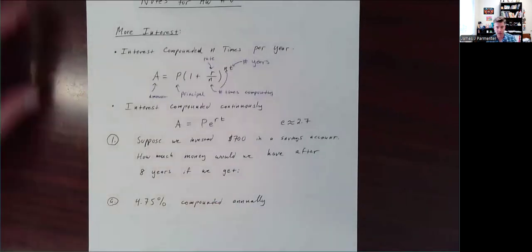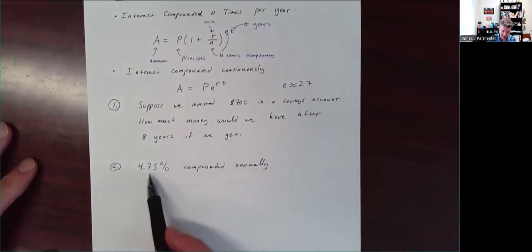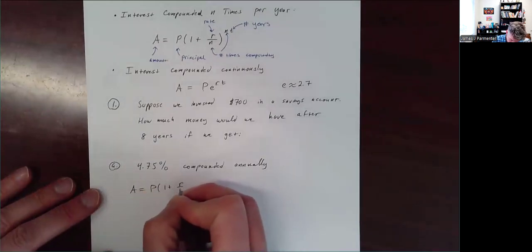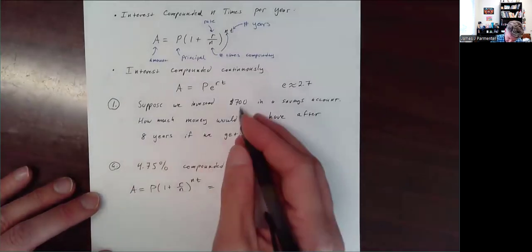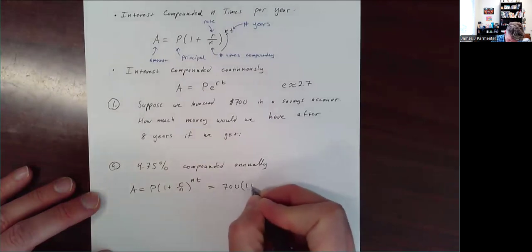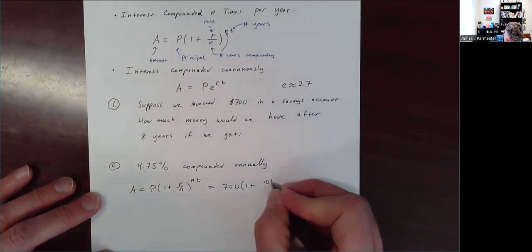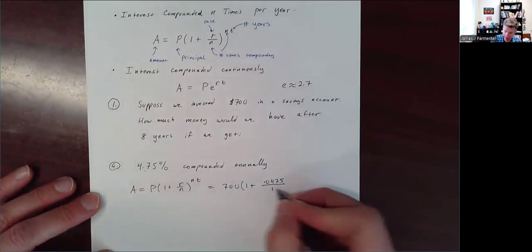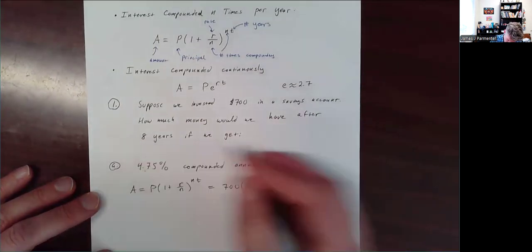Suppose we have invested $700 in a savings account. How much money would we have after 8 years if we get 4.75% compounded annually? All right, so let's just plug in all the numbers. We have our formula, A equal to P times 1 plus r over n to the nt. Our principal is $700. Our interest rate is 4.75%, but as a decimal, that's 0.0475 divided by the number of times we're compounding, but since we're compounding annually, that's just a 1, so I probably wouldn't usually write that, raised to the n times t, so 1 times 8.